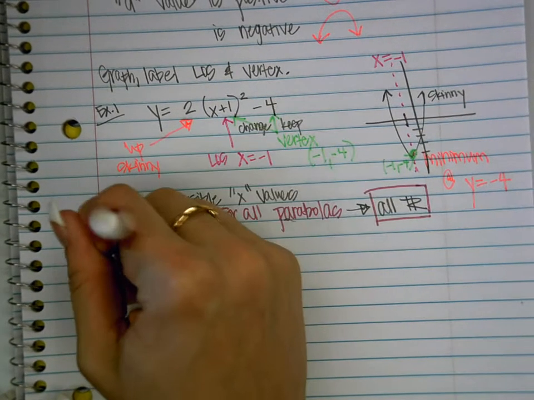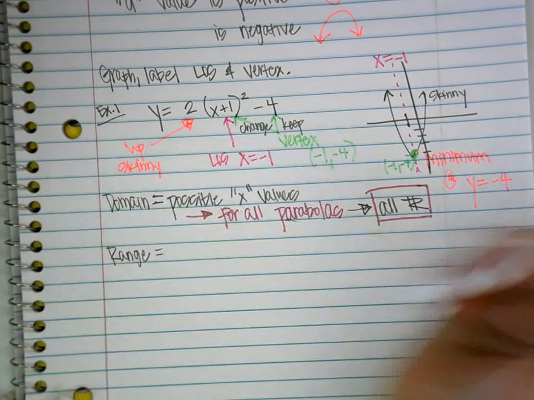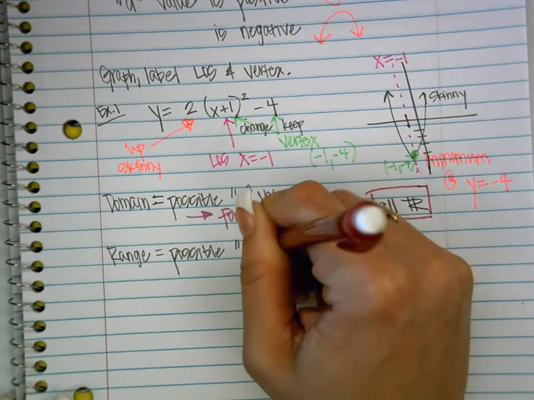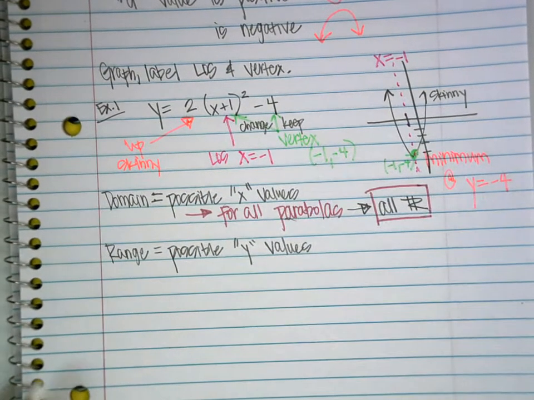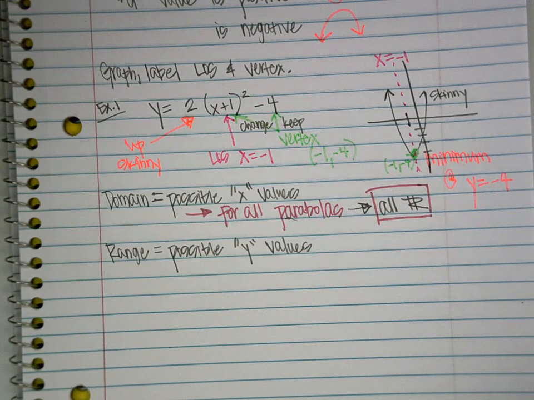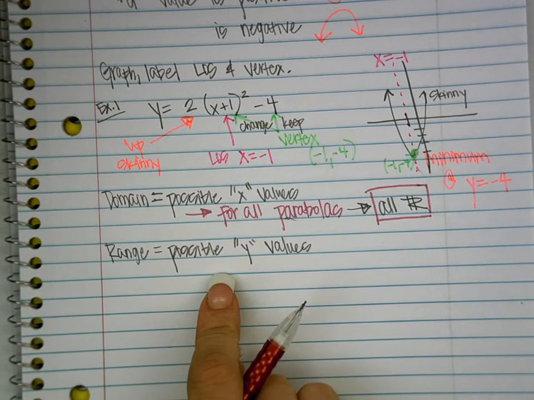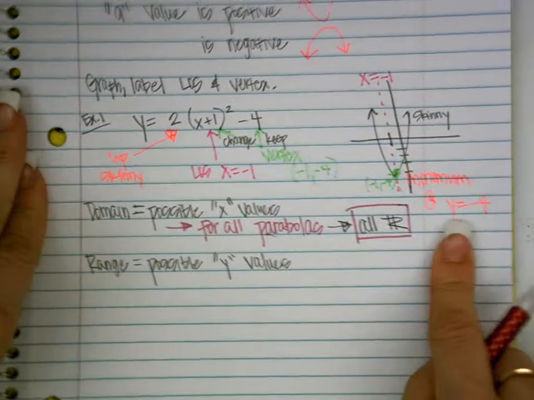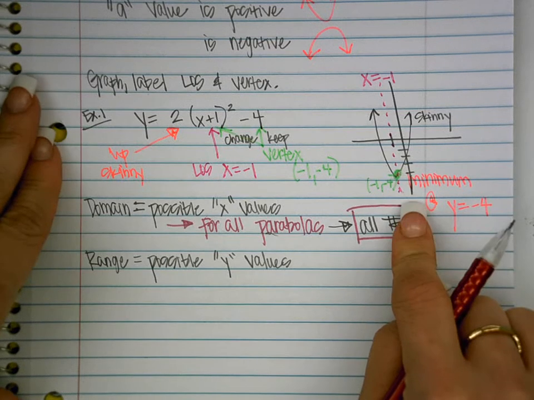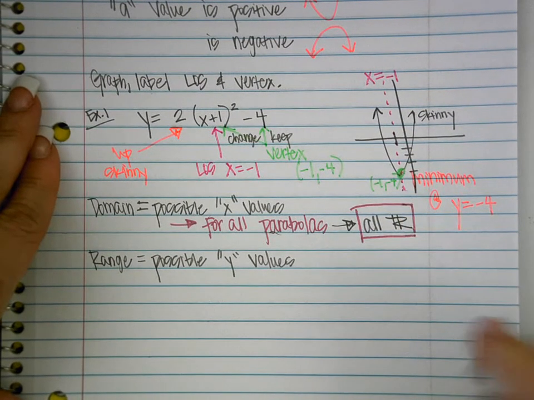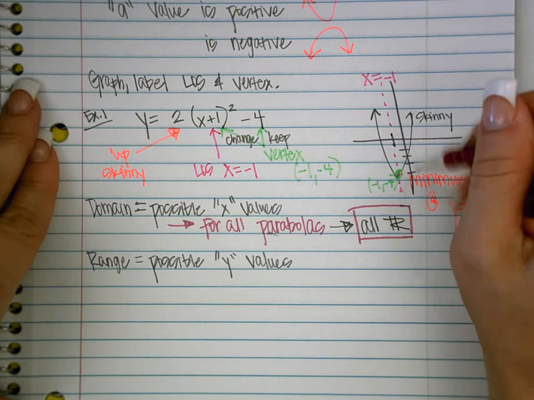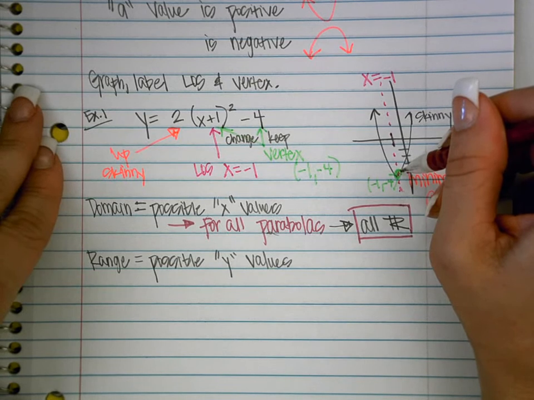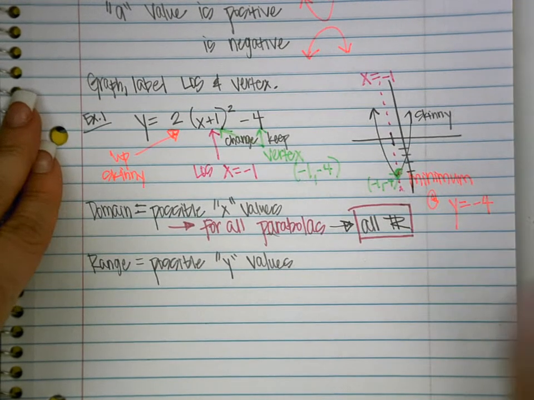The range is the other portion that you need to know about. Okay, the range is the possible y values. Since we know that this is a minimum, what do you know about the y values? Can the y values get any lower than -4? No. All the y values are these values. This parabola is never going to get any lower than -4. So how would you write -4 and above as an equation?